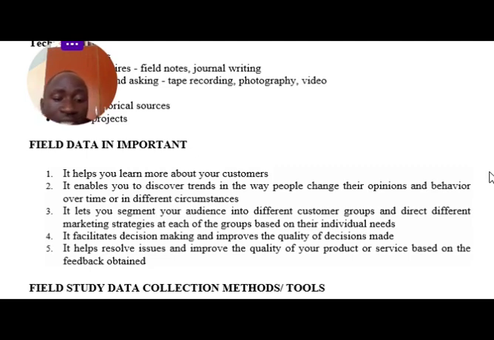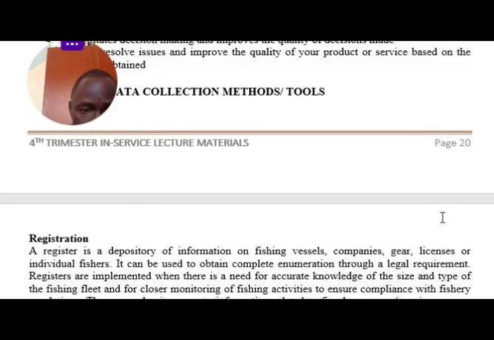They are also saying that it facilitates decision making and improves the quality of decisions that are being made. Then it helps to resolve issues and also improve the quality of products and services. When you go and observe the field data, you are able to know the feedback from the community, what they want and what they intend to get at the end. So it helps you get feedback on the quality of the products they may be consuming from the field. Those are some of the importance of the data that you may obtain from the field.